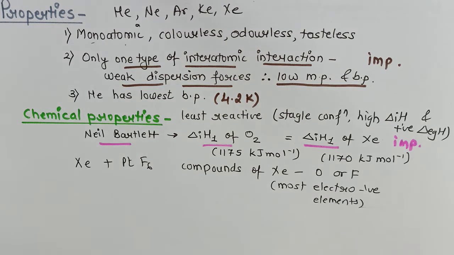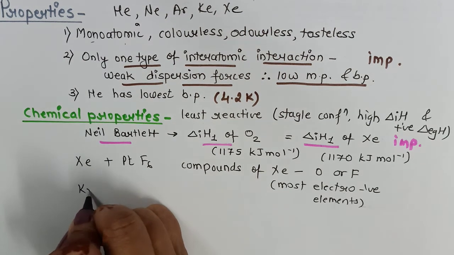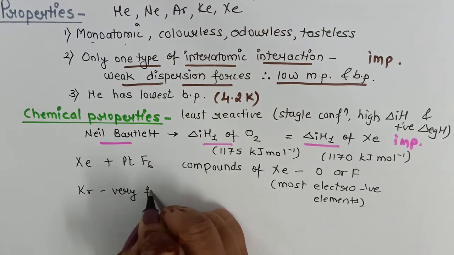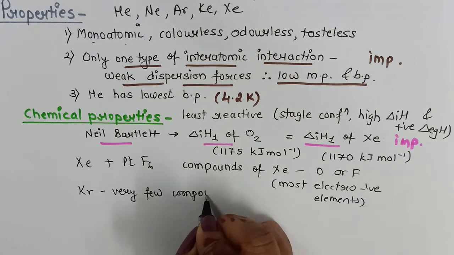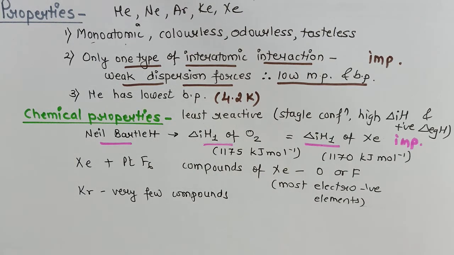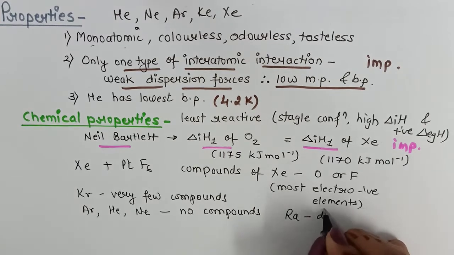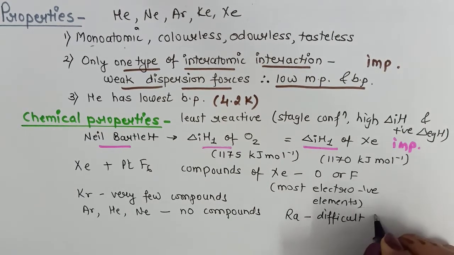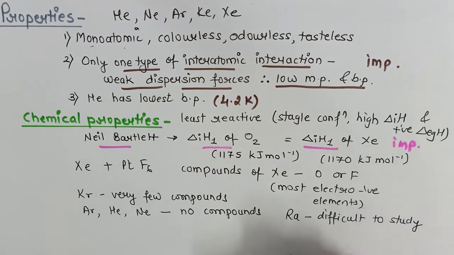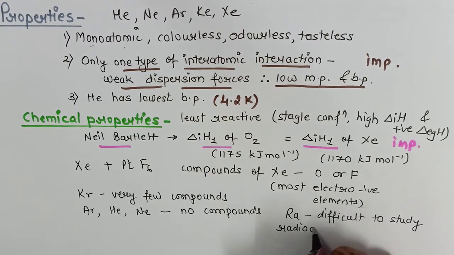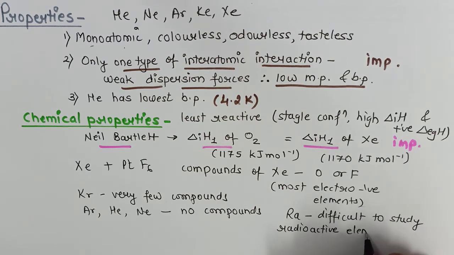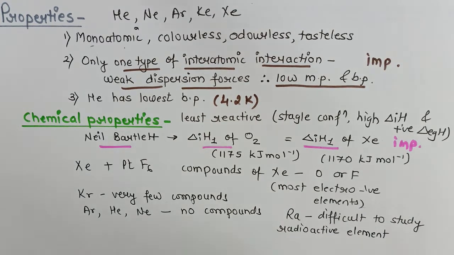Coming back to the compounds of noble gases. So, xenon forms compound with oxygen or fluorine. Some rare compounds of krypton are also known, but these are very few. The compounds of other noble gases such as helium, neon and argon are not known. Now coming to radon, it is very difficult to study radon. Why? Because it is a radioactive element, and therefore studies of radon become difficult.